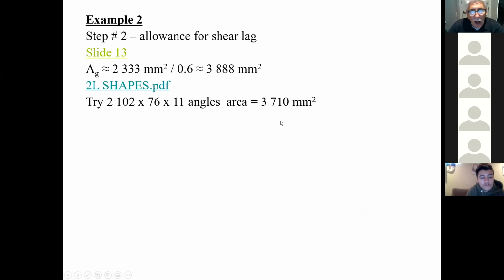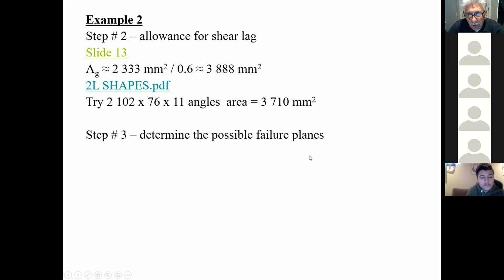So you'll notice that even though this is what I got, I ended up using something a little bit less because this is just to give me a ballpark area. It's not to give me an exact area, and I decided to go with something a little bit less, and therefore this is the angle that I decided to use to solve my problem. Now, what you have to do is determine the possible failure planes.